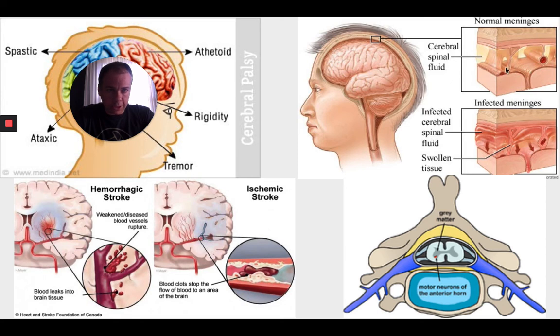Meningitis, we see these layers surrounding the brain with fluid inside of it, and if that lining and that fluid is infected, again, it puts pressure on the brain, leading to damage to that tissue.